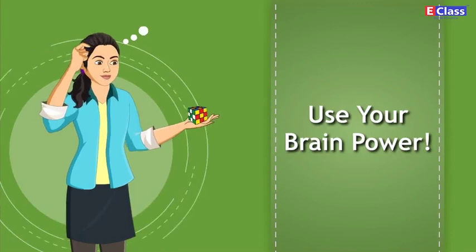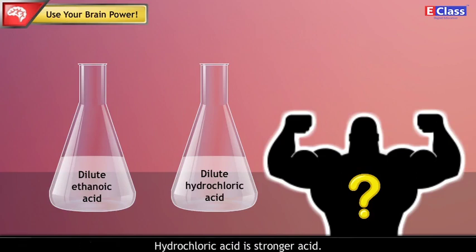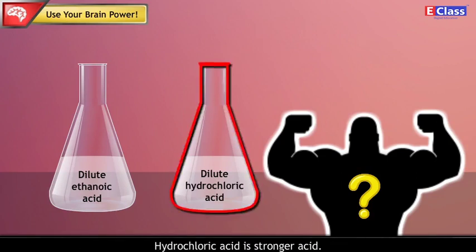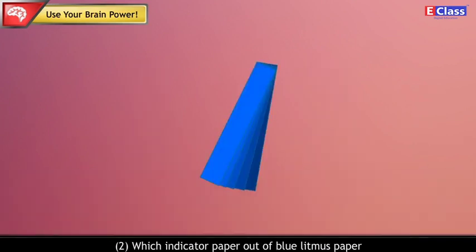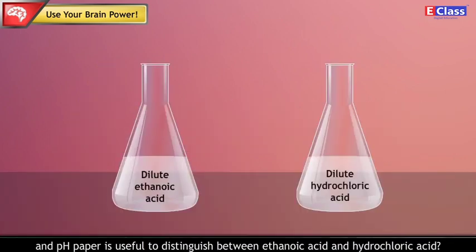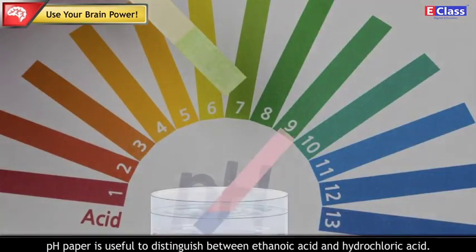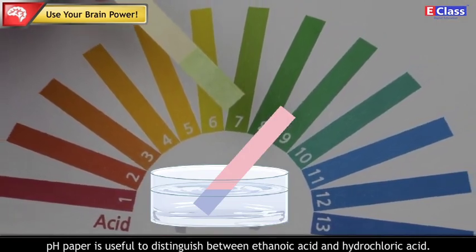Use your brain power. 1. Which one of ethanoic acid and hydrochloric acid is stronger? Answer: hydrochloric acid is the stronger acid. 2. Which indicator paper out of blue litmus paper and pH paper is useful to distinguish between ethanoic acid and hydrochloric acid? Answer: pH paper is useful to distinguish between ethanoic acid and hydrochloric acid.